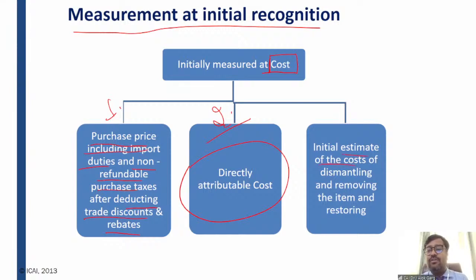Initial estimate of the cost of dismantling and removing the item and restoring. What does it mean? So guys, if you see the balance sheet of Reliance Industries Limited, you will find an asset retirement obligation or a site restoration cost. You will find this word. If you will see the balance sheet of Indus Towers Limited, you will find this asset retirement obligation or site dismantling cost as a provision. And this cost has been added to the cost of asset as well.